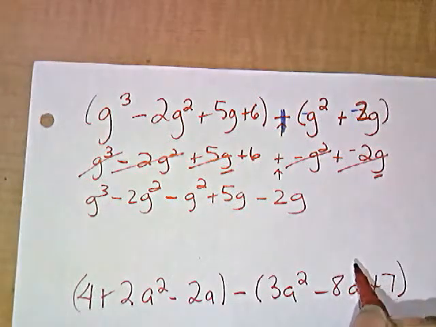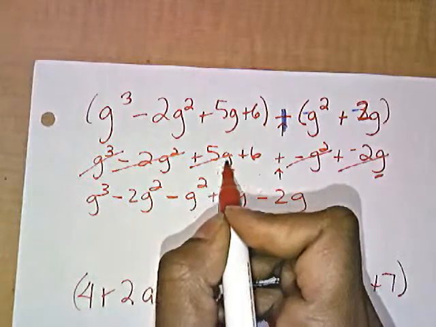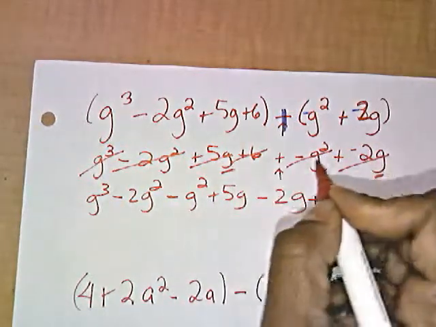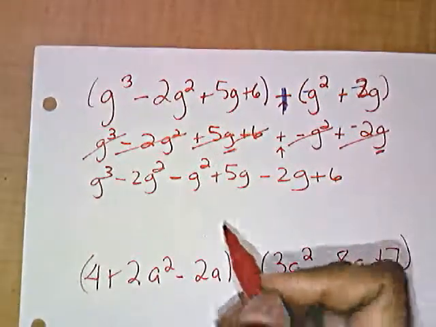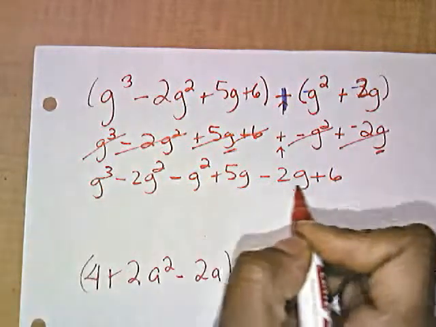Okay? Any more? No more g's, but here's a 6. Any more numbers? Anything left? No. Now I'm ready to combine like terms. Start with the first one. Do I have any g's to the third? No.